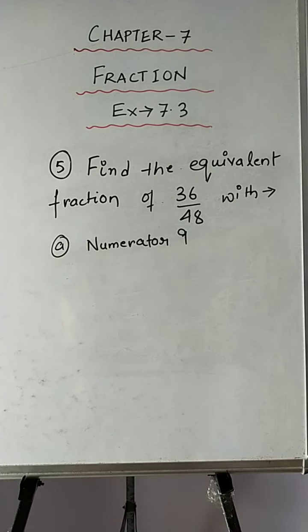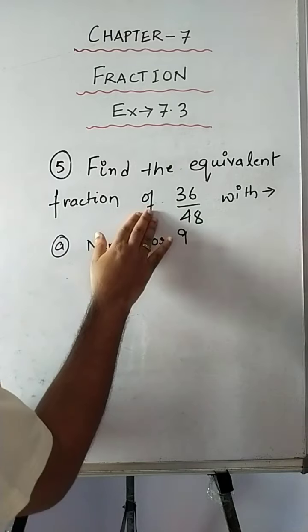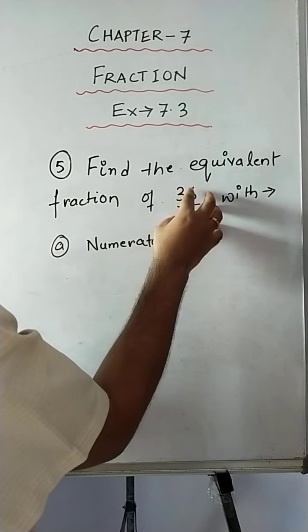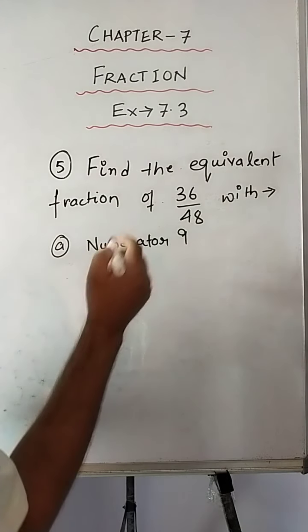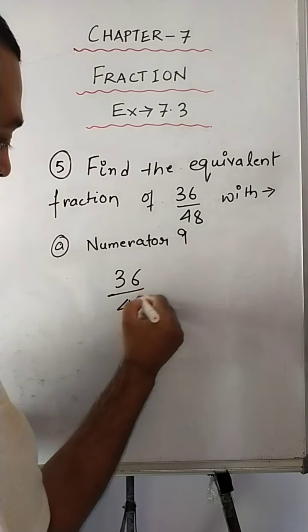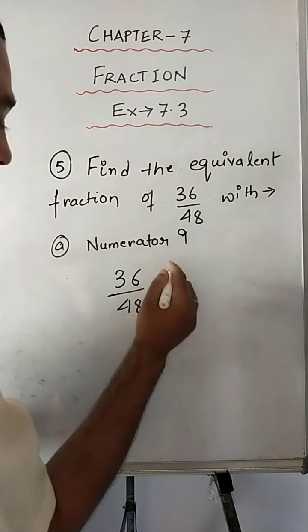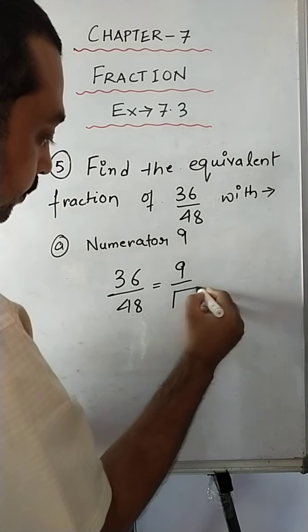Now in this session I will explain question number 5, 6 and 7 of exercise 7.3, chapter Fractions. Now in question number 5 we have to find the equivalent fraction of 36 by 48 with numerator 9. That means numerator 9 is already given. So we have to write in this way. We have to write 36 by 48 first, and in another fraction the numerator is already given, 9, so you have to find the denominator.